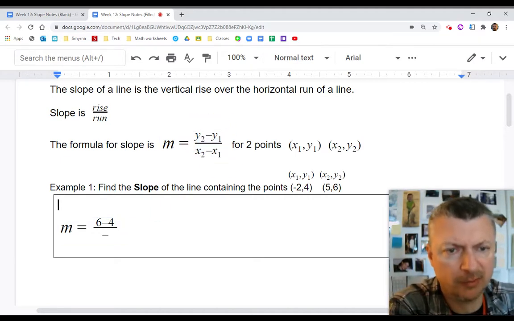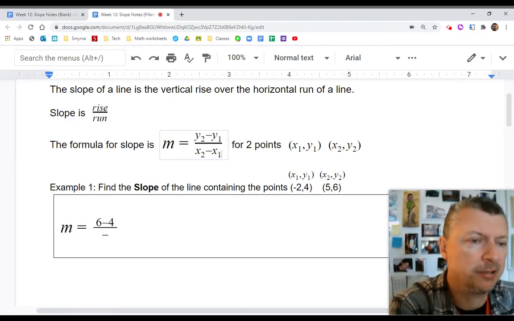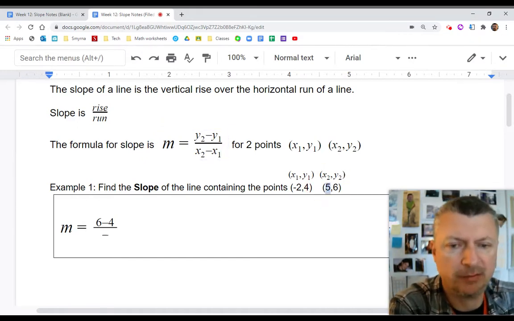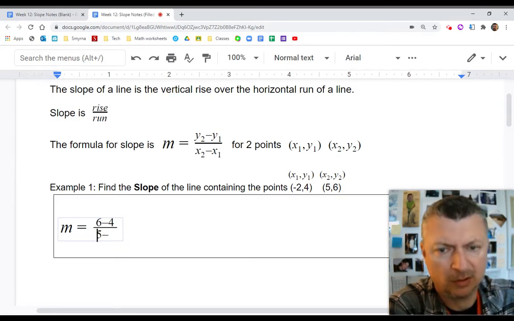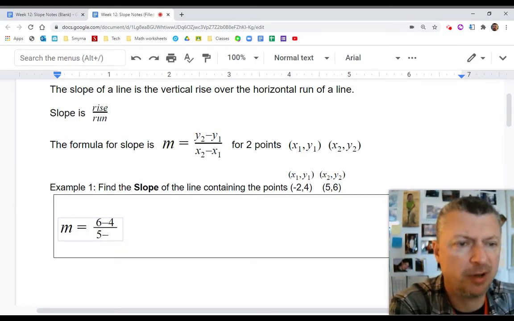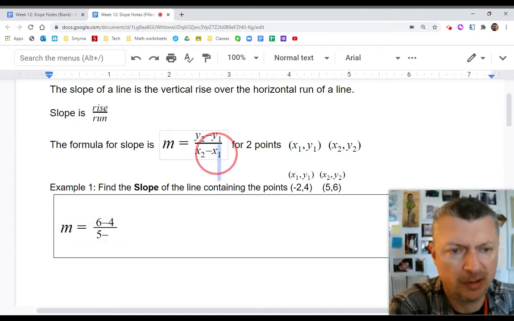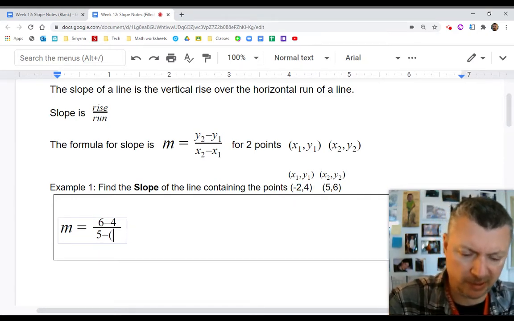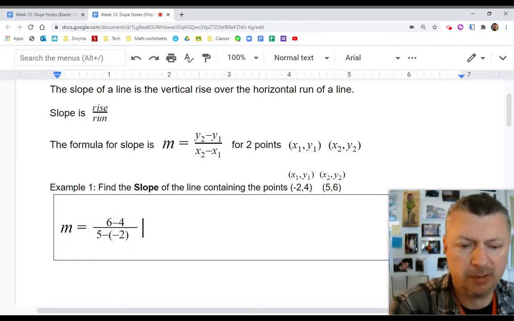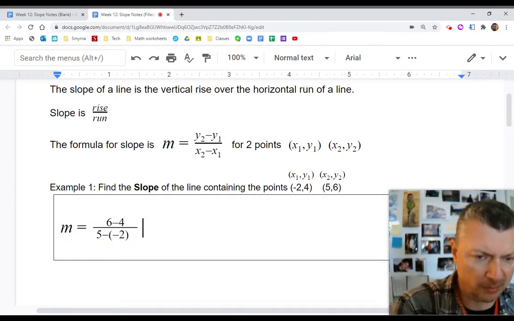On the bottom, we have x2 minus x1. x2 is 5, so we're going to get a 5 in there. Okay, x2 is 5, x1 is negative 2. There's x1 right there, right? x1 is negative 2. So you already have a minus. You need to put another minus in there, negative 2. All right, so there we have the first part.